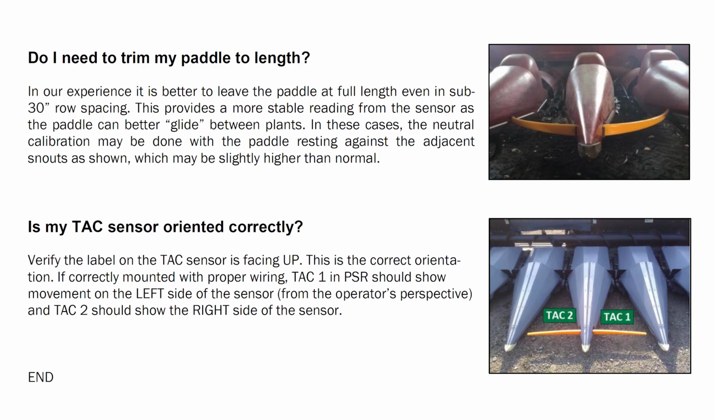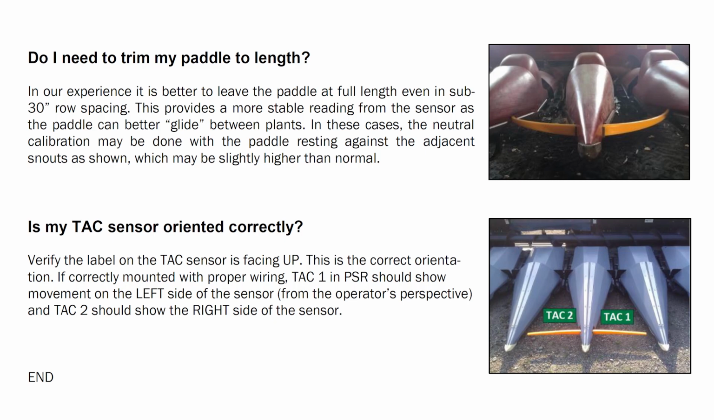My personal recommendation is to leave it untrimmed and just let it rest against the adjacent snouts and calibrate for neutral in that position. This allows the paddle to be at full length and actually come in contact with more than one corn stalk. It has less of a ratcheting effect where you have a smoother reading and the paddle seems to just glide between the corn snouts.